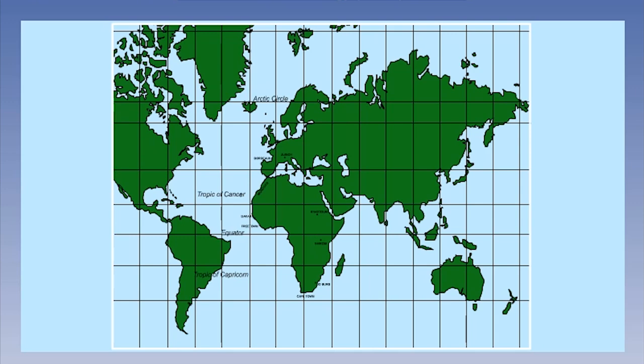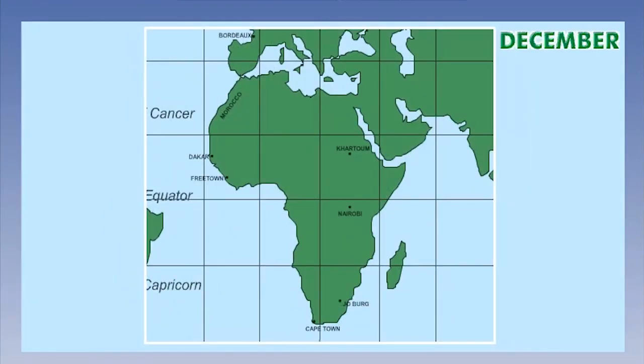The first of the areas to be discussed is Africa during the month of December. This is the summer season in the southern hemisphere and the winter season in the northern hemisphere.